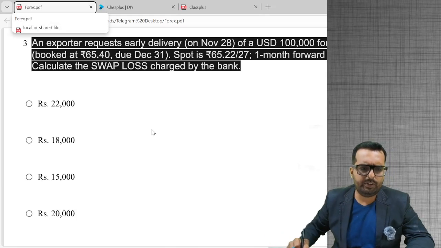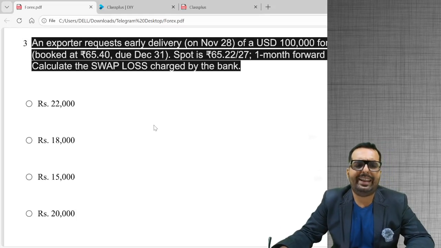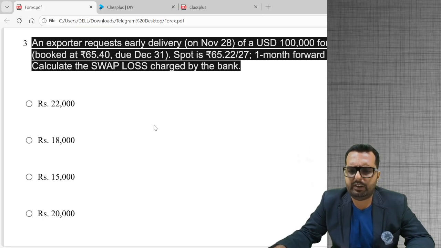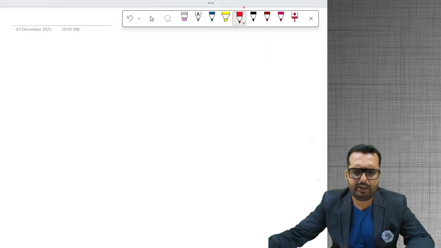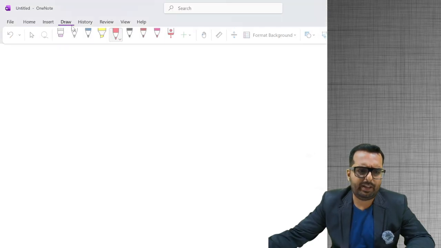Let us do question number 3 now. An exporter requests early delivery of a USD $1 lakh forward sale contract booked at 65.4, which is due on December 31st. Let me draw a diagram to explain this to you, friends.